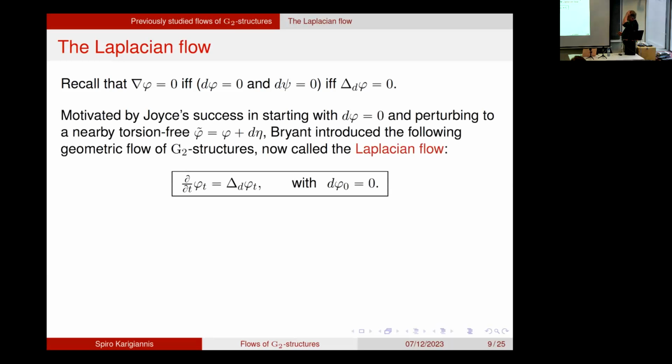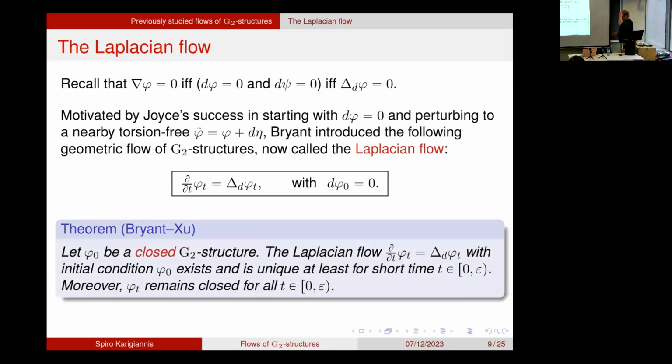So motivated by Dominic's success in starting with a closed three form and then perturbing it to a nearby torsion-free one in the same cohomology class, Robert Bryant introduced the following geometric flow of G2 structures, which is now called the Laplacian flow. It should be called the Bryant flow or the Hitchin-Bryant flow. It's d phi dt equals Laplace phi, with the initial condition being a closed G2 structure.